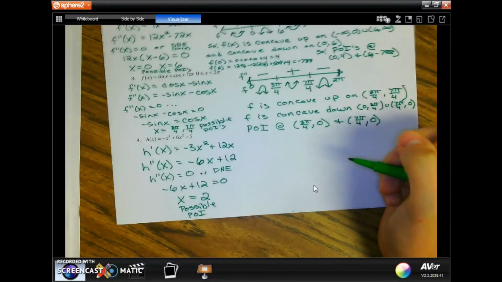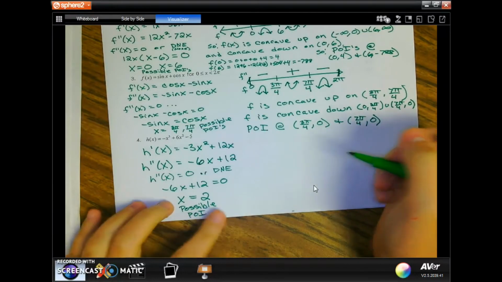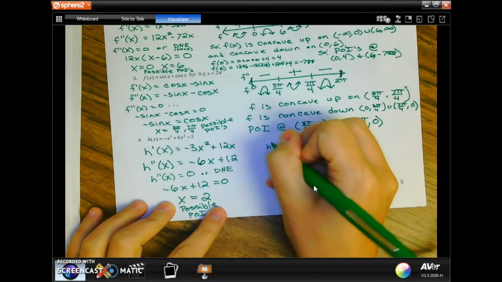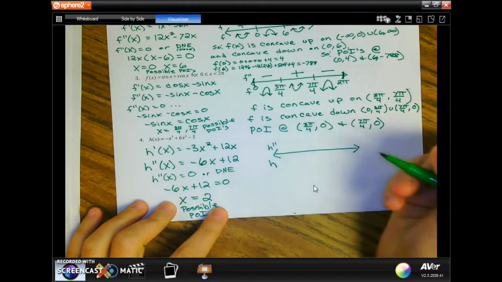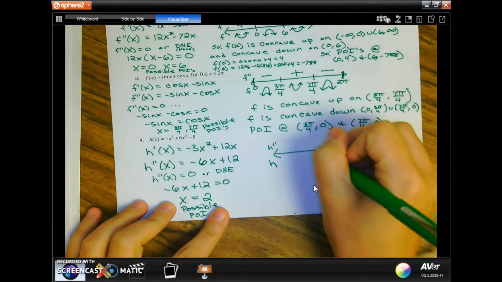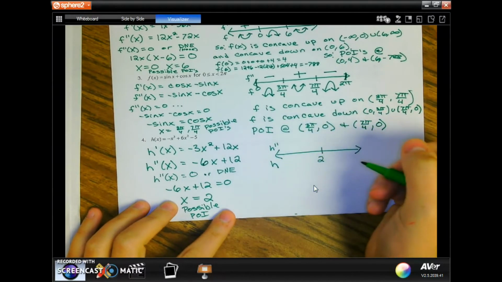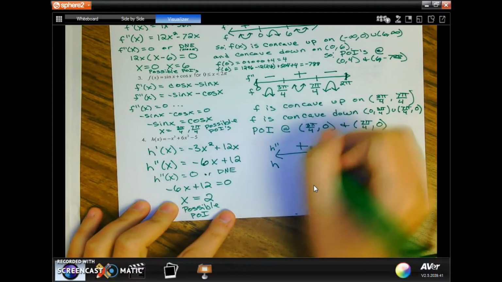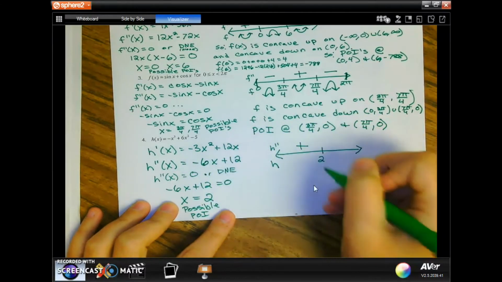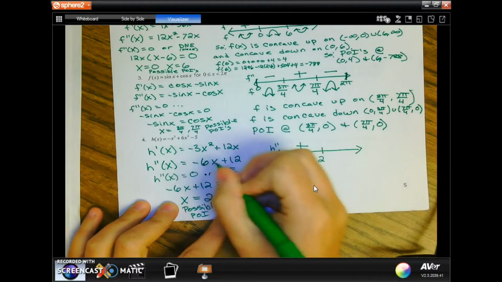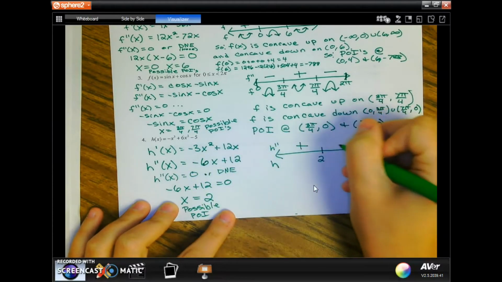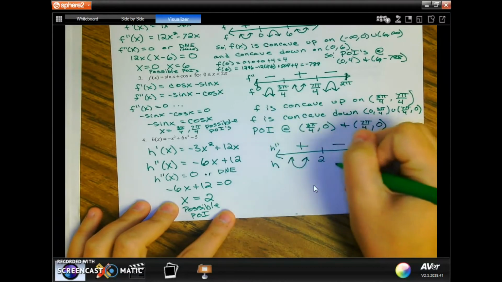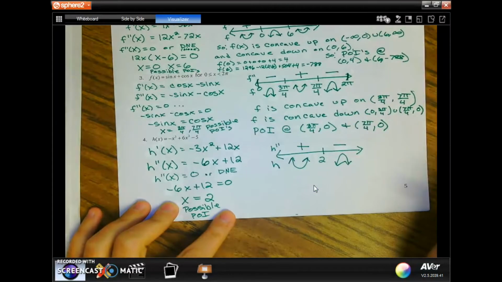To determine if it is truly one, I have to do a sign chart. So my sign chart, again, I put the second derivative there, and it's going to tell me the behavior of the original. I only have one possible POI there, so I just put a 2. I plug in a number like 0 into the second derivative, and that'll give me a positive, because it'll be 0 plus 12, which is positive. Plug in a number to the right, like a 3, that'll be negative 18 plus 12, which is negative. So that tells me here it's concave up, and over here it'll be concave down.